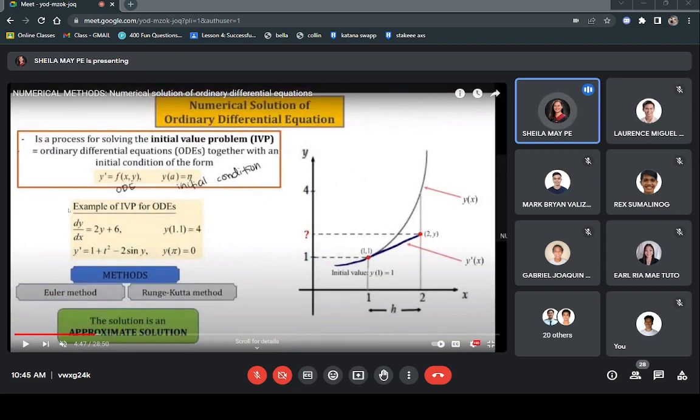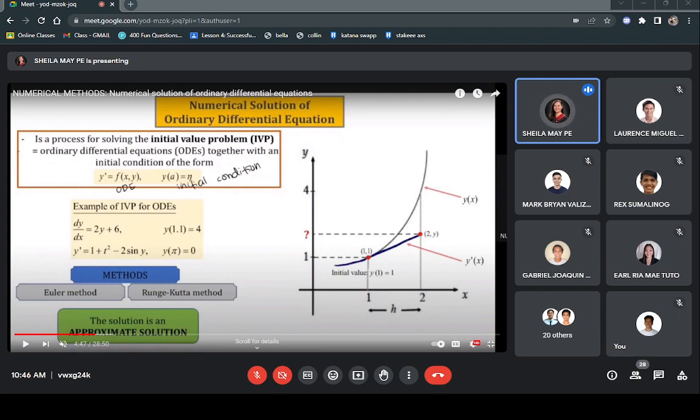Now in here, the numerical solution for ODE, class, is also a process for solving an IVP, or initial value problem, in ordinary differential equations together with an initial condition of the form: dy over dx, which is just equal to our y prime, if you remember your knowledge of ODE. So y prime is equal to a function of our x and y points, and given y of A is equal to N. Here we have the initial condition, y of A equals N.